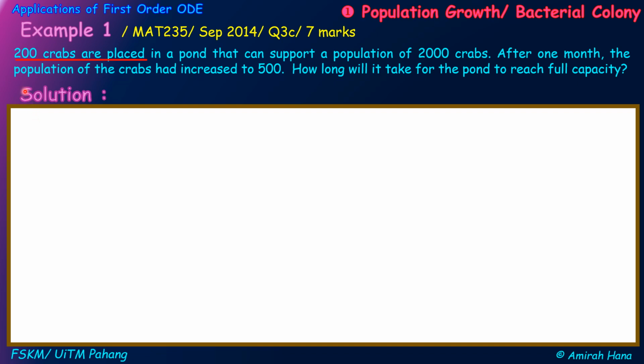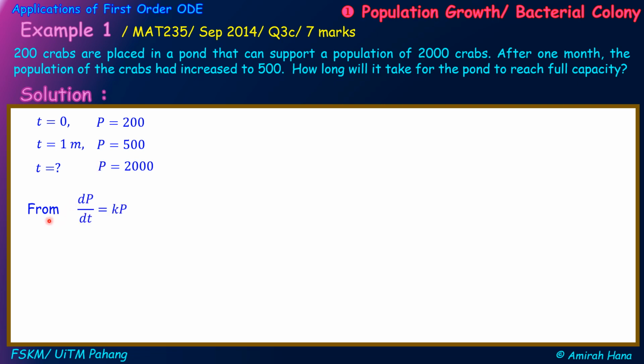First, we extract the information and write T symbol for time and P for population. We are given 200 crabs, so we can write time T = 0, population P = 200. After 1 month, we can write time T = 1 month, the population equals 500, so P = 500. How long means we can write time t = ?. Reach full capacity means can support a population of 2000, so we can write population P = 2000.